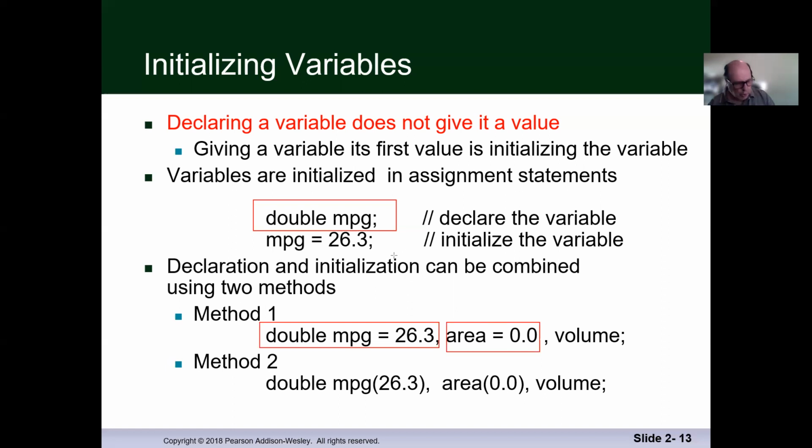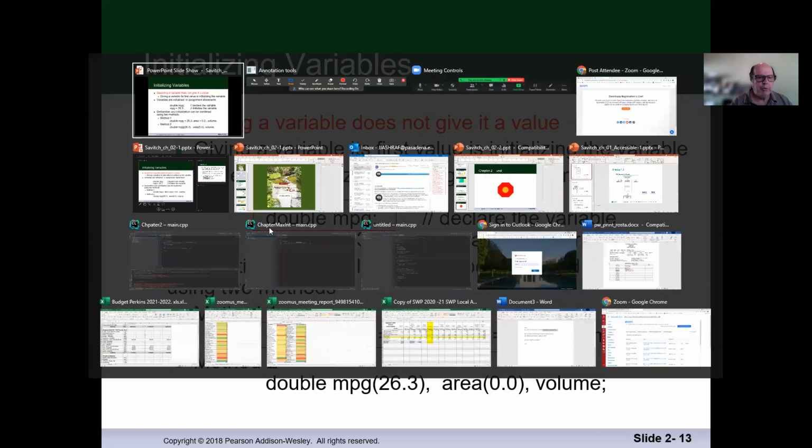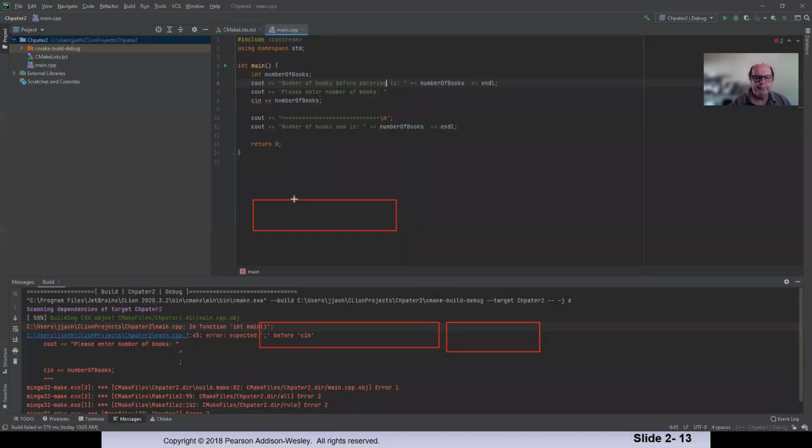Now, let's go look at a very, very simple program. So I am debating, okay, if I have a double MPG and it says that declaring a variable does not give it a value, is that really true? And what is it going to be there? So I wrote a simple program. Let me clear these things. So I wrote a simple program. This is CLion.